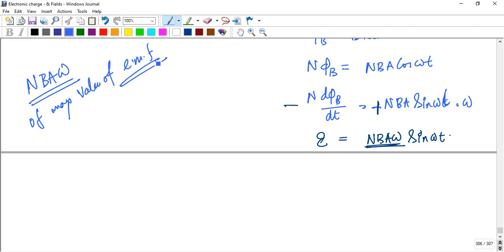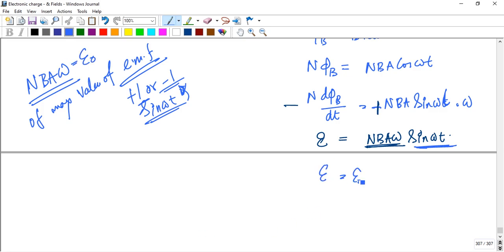Why? Because the maximum value of the sine is +1 or -1. If it is +1, that's the maximum value; if it is -1, that's the minimum value. The total value depends on this, because sine omega t is either +1 or -1. If I call the term NBA omega epsilon 0, we finally get EMF equals EMF 0 sine omega t.